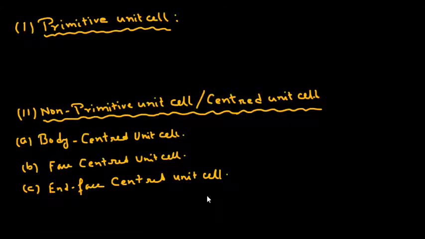So what is body centered unit cell? There are 8 lattice points at 8 corners and one additional lattice point at the center of the body. Good, fair enough. What is face centered unit cell? There are 8 lattice points at the corners and 6 more lattice points at the center of each face. Very good. Now what is end centered unit cell? There are 8 lattice points at the 8 corners and one constituent particle is present at the center of any 2 opposite faces.